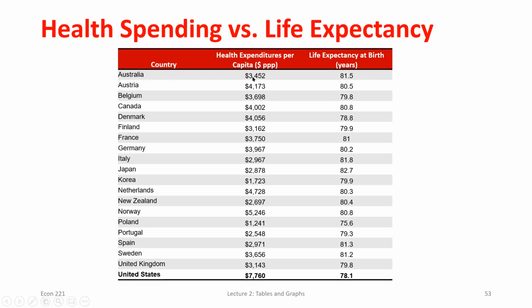So I go through and I take as my X value 3,452. I go over on my X axis to 3,452. I then go up to 81.5 on my Y axis and I draw a little dot. Then for the next observation, I go all the way out to 4,173, up to 80.5, draw a little dot. Keep doing this for every single observation that I have. Now I can do this by hand when I only have 20 observations. If I have a couple thousand or something, I can't do this by hand, right?